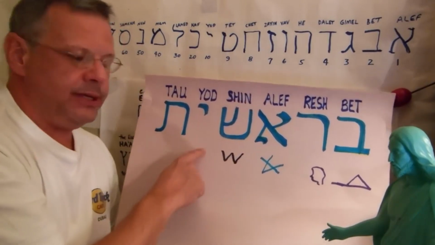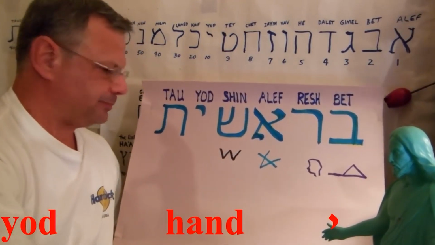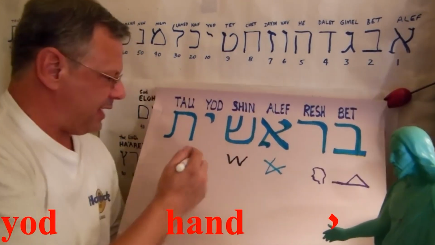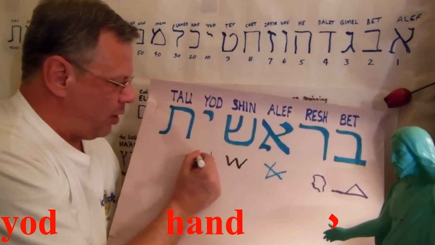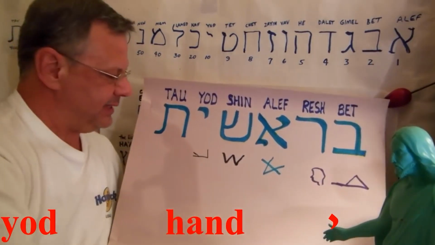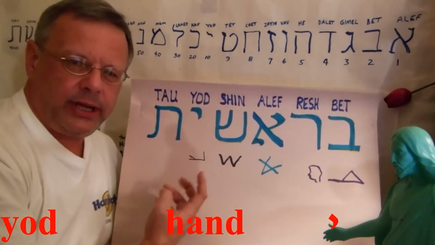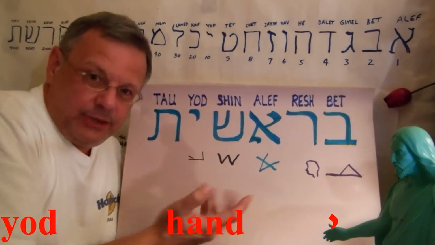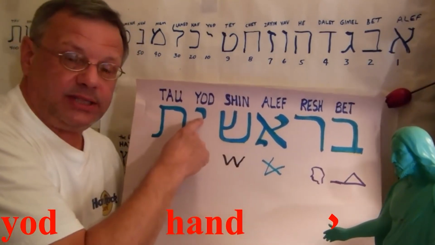A Yud. The Yud, its picture is a hand. We'll do the hand here. They actually draw it sort of like this. It's an arm. Okay, you can see an arm coming down and coming out in the hand. And it represents work or a hand doing something. Yud. It's the smallest Hebrew letter.